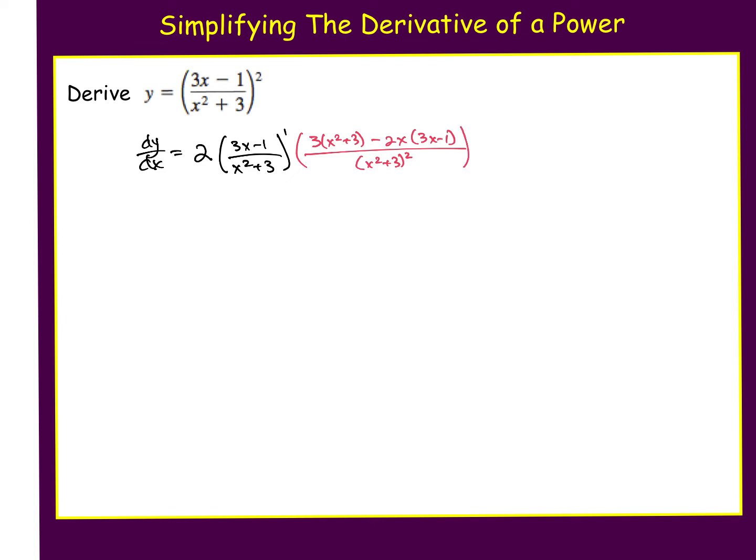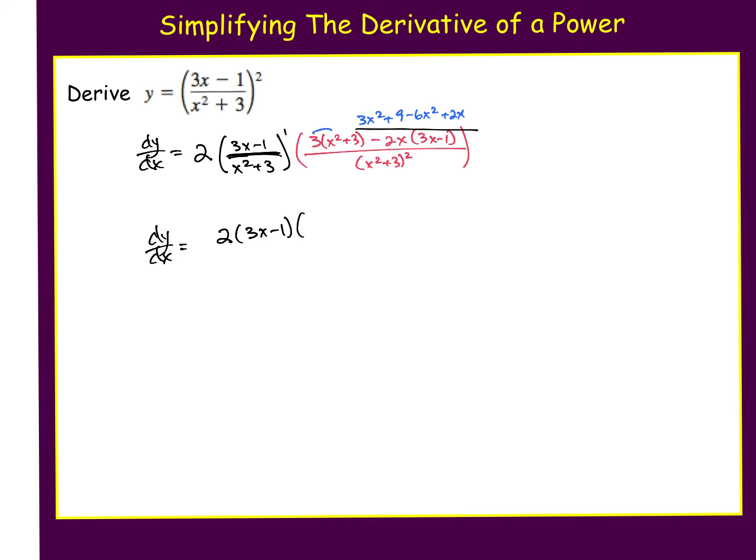So now let's distribute to simplify. So we have 3x squared and then plus 9, and then we're distributing our negative 2x to give me what? Minus 6x squared, and then plus 2x. All right. So dy dx would equal 2. And then I also still have this 3x minus 1 going. All right, so from this part right here. And then I also have what?